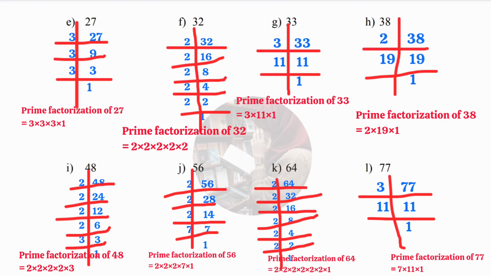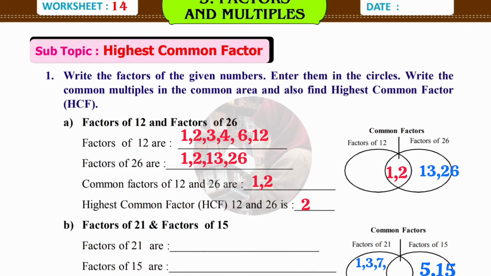Okay, let's see the next worksheet, that is worksheet number 14. Here the topic is highest common factor, HCF. In the first Roman we have been given: write the factors of the given numbers, enter them in the circles, write the common factors in the common area, and also find the highest common factor.